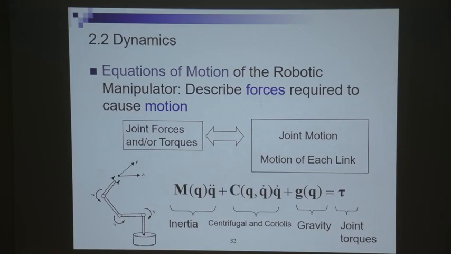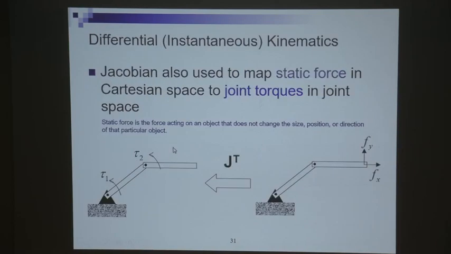Okay, that's the kinematics, and now we have the dynamics. When we talk about the dynamics, we are looking at the manipulator equations of motion. The manipulator equation of motion describes the force required to cause the motion. So you have the joint force as well as the joint torque. If you have the joint torque, it's better to use the J transpose. If you have a joint force, it may be better to use the J inverse. We'll talk about it when we come to this topic.